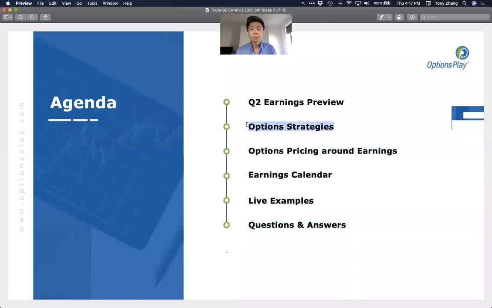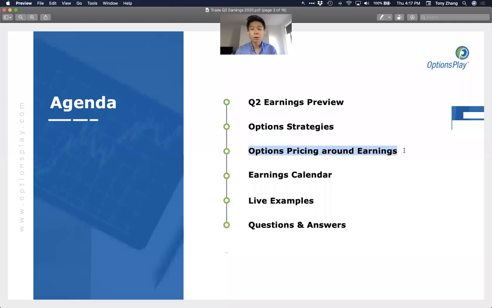Then we'll talk a little bit about our option strategies, how they are affected by earnings, and which ones we should look at utilizing for earnings events. So we'll talk a little bit about both buying and selling options. What are the pros and cons of each one going into an earnings announcement?